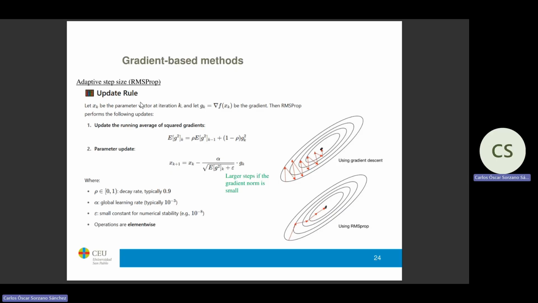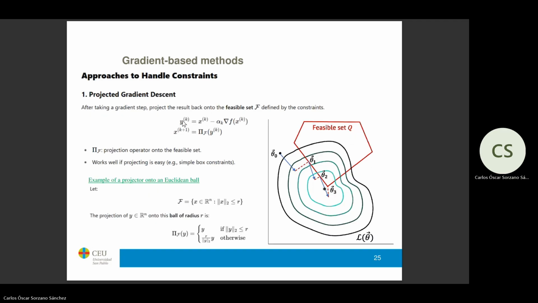Actually, it is one of the ones that are very much used in neural networks. So when you train a neural network, the norm of the gradient with respect to the weights is kept internally, and then it is updated this way. Very good.